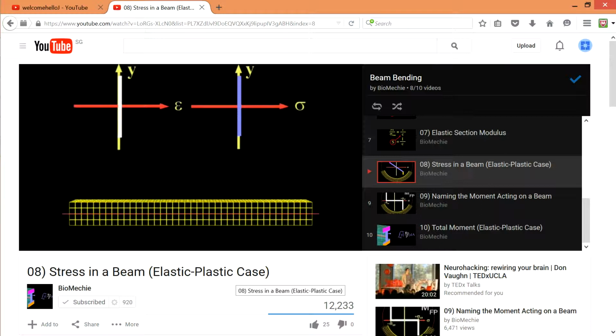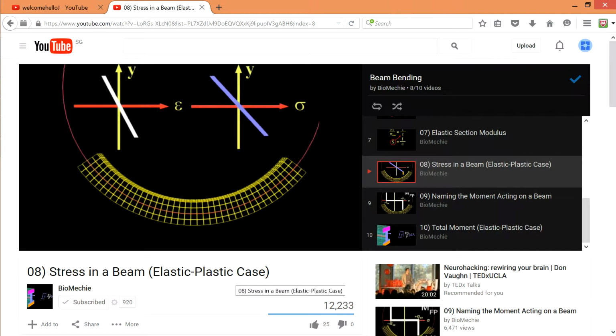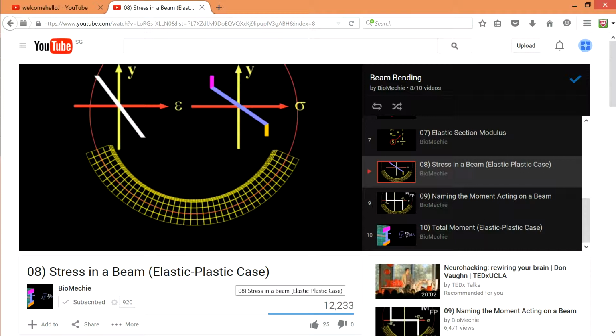In summary, stress is linear with respect to y in its elastic range, but in the plastic range does not exceed the yield stress. Strain, on the other hand, remains linear with respect to y throughout the depth of the beam.